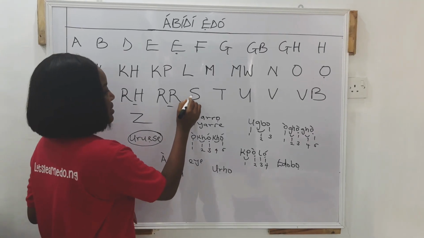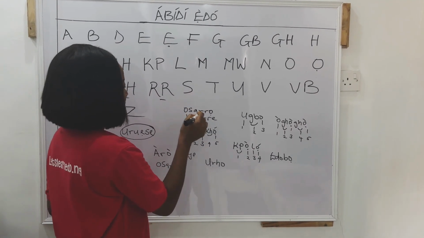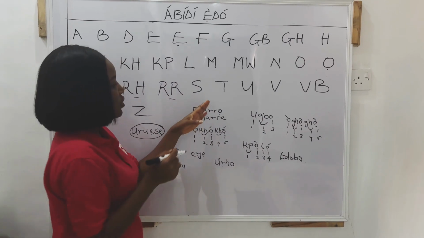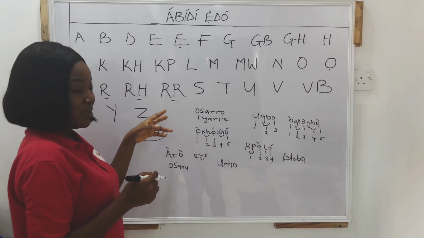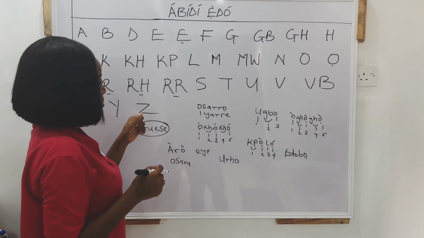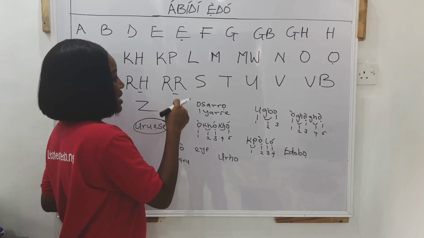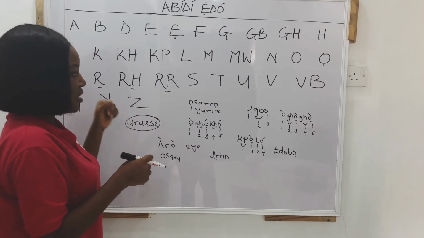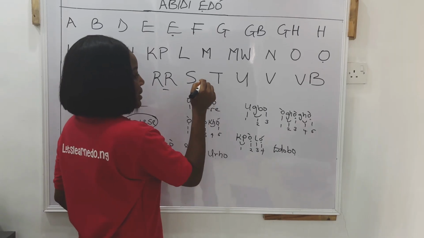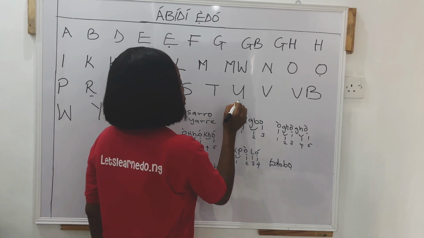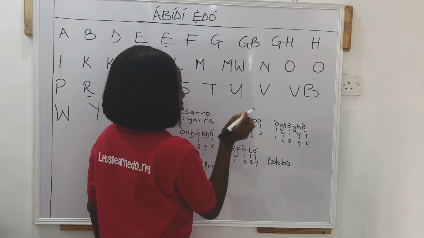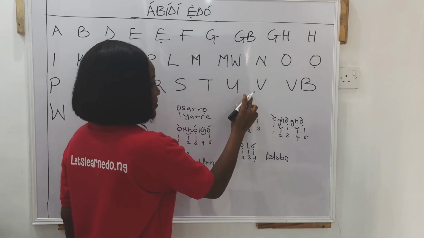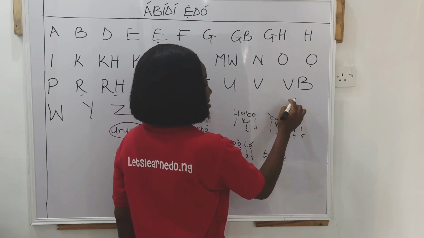Okay, the next is C. C, letter S. We have T. Now, if you also look closely, you discover that there is no letter Q. It doesn't exist in Edo language. Just like we have in English, we have S-T-U-V, Q-R-S-T. So there's no Q here. So we have T, and then we have U, which is letter U. The next is V, and then we have another variant of letter V, which is L.